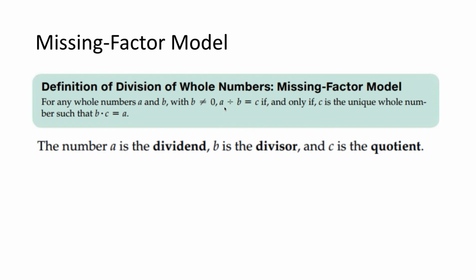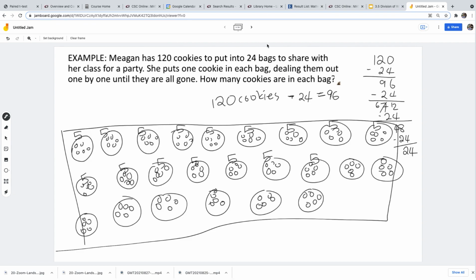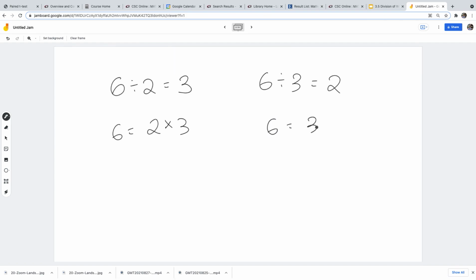So let me actually write it. Let's think about 6 divided by 2 is equal to 3. And we know the relationship: 6 is equal to 2 times 3, right? We also know that 6 divided by 3 is 2. And we also know 6 is equal to 3 times 2.